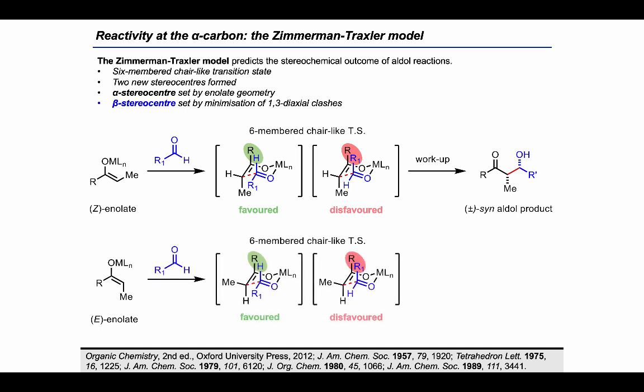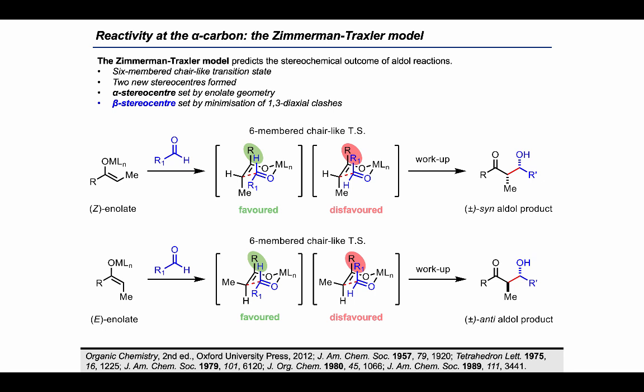For the E enolate, we can construct two analogous transition states. Again, the aldehyde is oriented to minimize 1,3 diaxial interactions, with the R1 group in a pseudo-equatorial position. This time, due to the different enolate geometry, the methyl group points towards the upper face of the chair, while the aldehyde carbonyl is pointing down. Therefore, the methyl and hydroxyl groups are on opposite sides of the product, so E enolates lead to anti-aldol products.